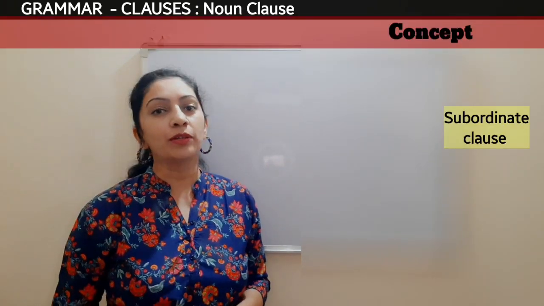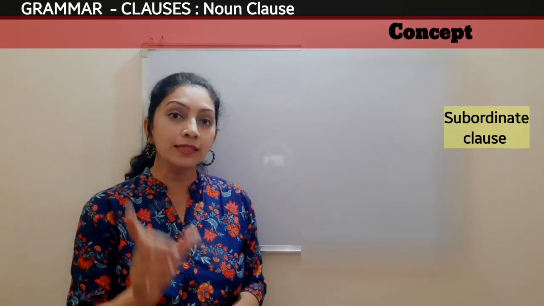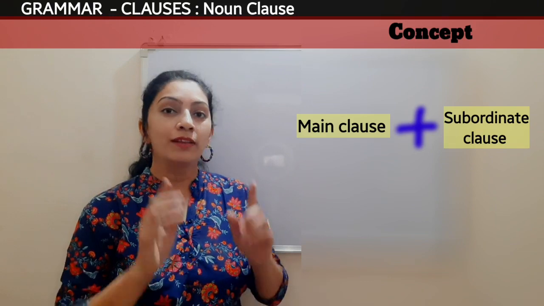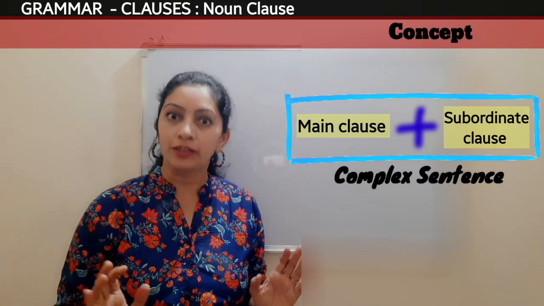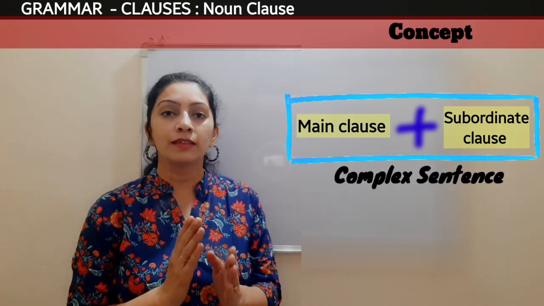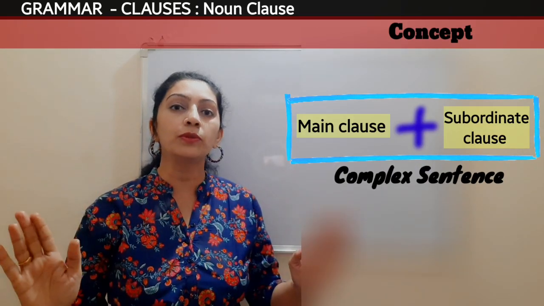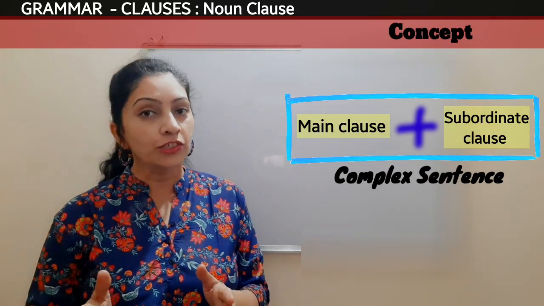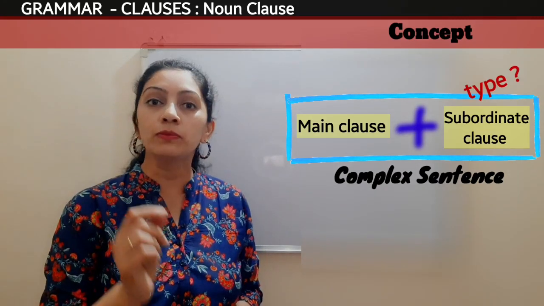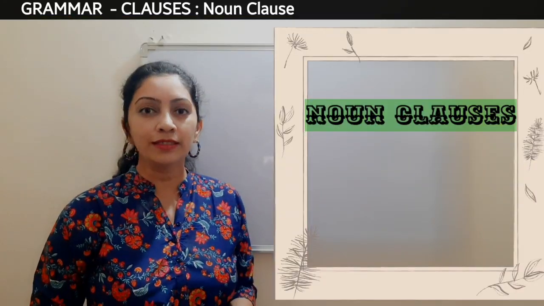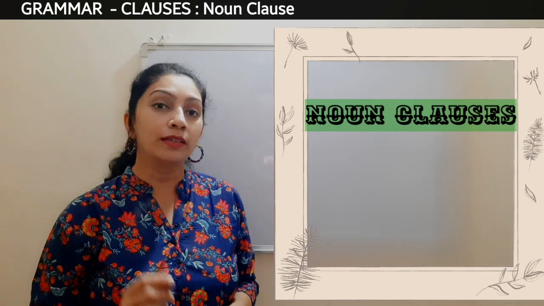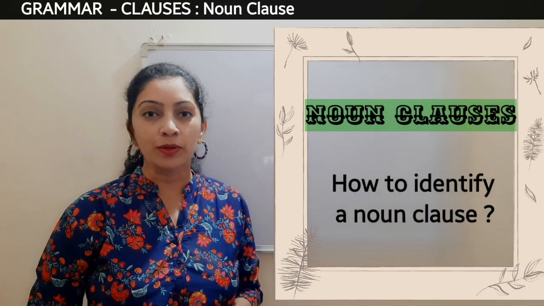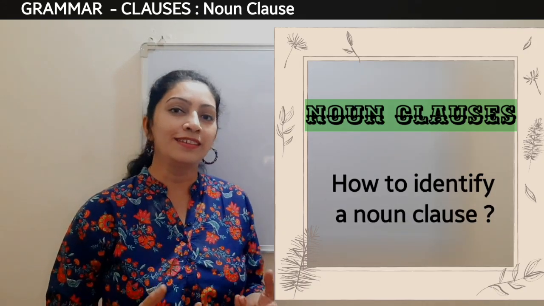When we talk about subordinate clauses, it is confirmed that this sentence will also have a main clause. Now, whenever you have a sentence in front of you, your first step is to break it in two clauses. Break it in the main clause and the subordinate clause, and then check which type of clause the subordinate clause is. Since today we're going to learn about noun clause, let me tell you how to identify this noun clause and how it works in a sentence.